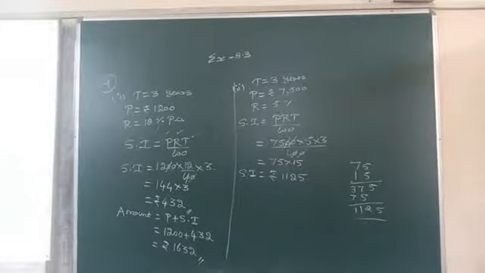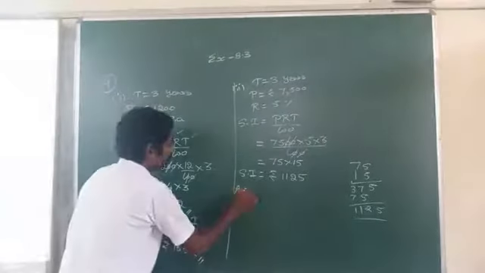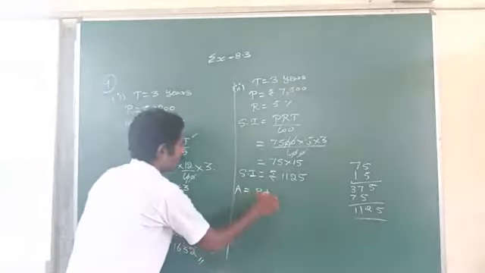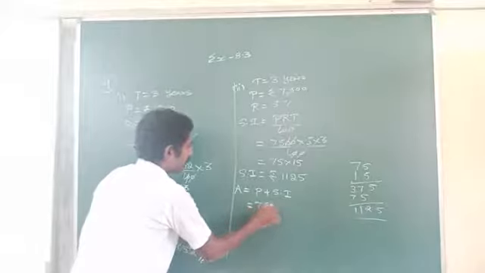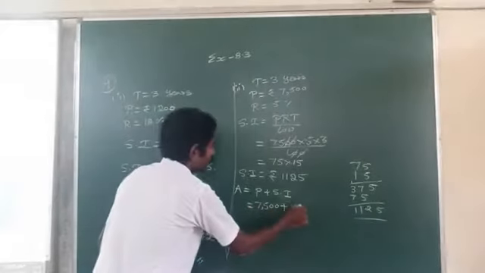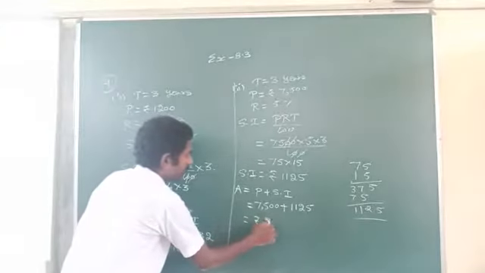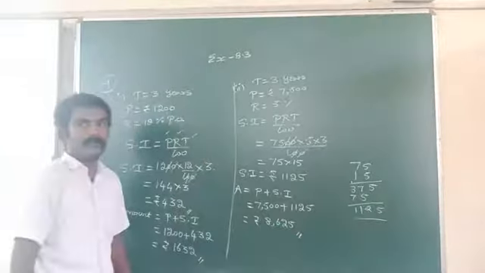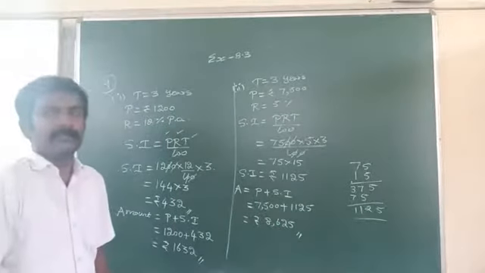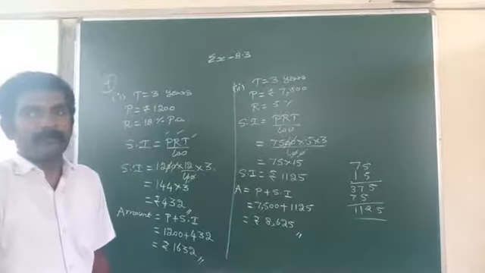Alright. Now, what is the amount? Amount is nothing but your deposited amount, that is the principal amount plus SI. What is the principal amount? 7,500 plus rupees 1,125. Then it will be rupees 8,625. This is the total amount you will get at the end of the 3 years. Are you getting here? Yes.